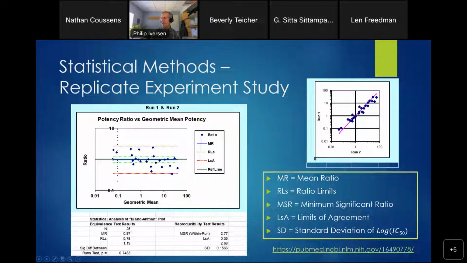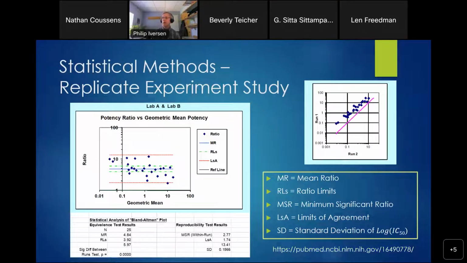And because we have these paired data, we can also make a scatter plot. We'd like to see a nice correlation there. The magenta line is the y equals x line, the line of agreement. Not a least squares fit, but the line of agreement. So we can judge how close these pairs of IC50s are to each other for each compound between the 2 runs. If you want to read more about this, here's a link to that. I think it's that 2006 paper that Nathan mentioned at the beginning.